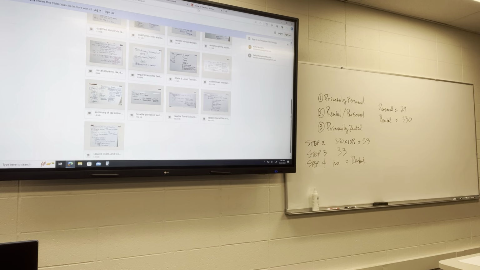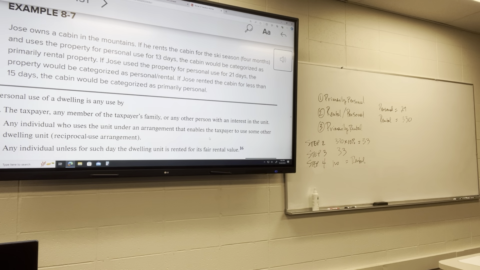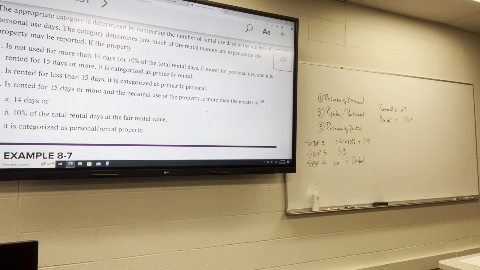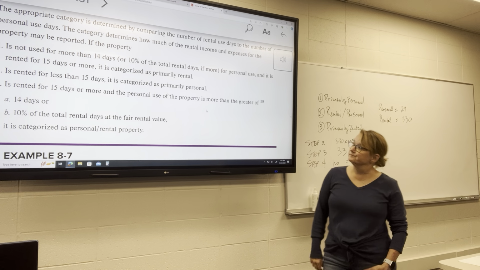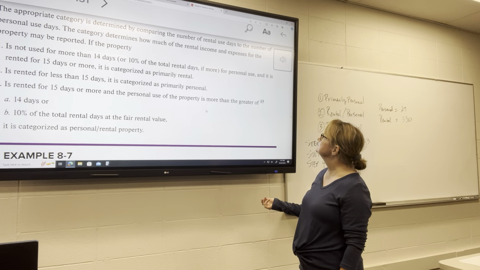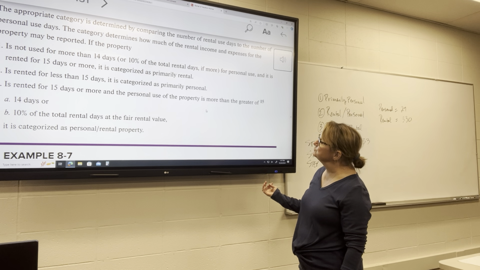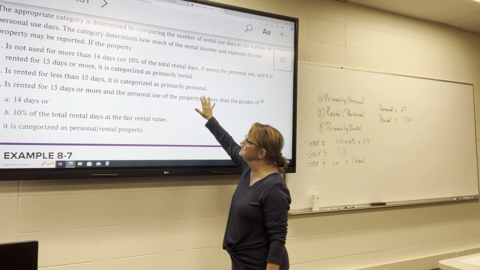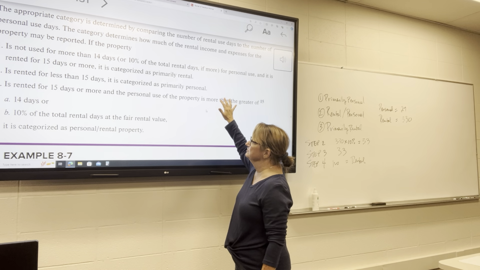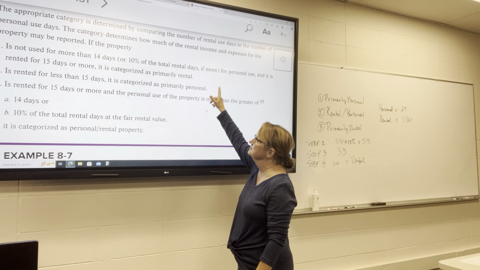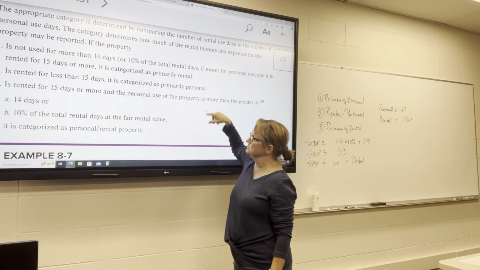All right. To me, it's a little bit easier to put a flow chart together than to try and think my way through this. I think it's easier to start with this one. Is it rented for more or less than 15 days? Because then you've got a clear answer. If it's rented for less than 15 days, then it's primarily personal. Stop, that's it. And if not, then it's going to be one of these two here.